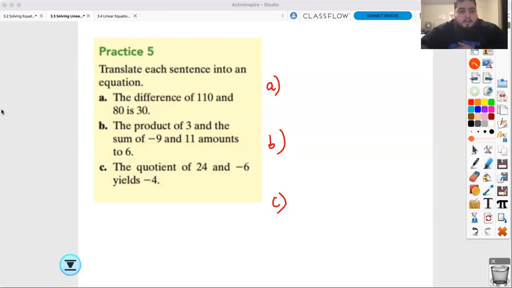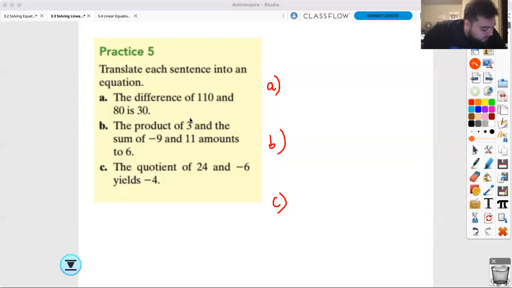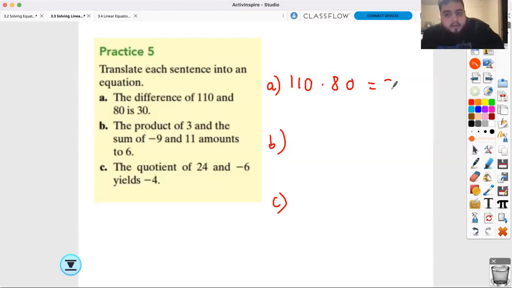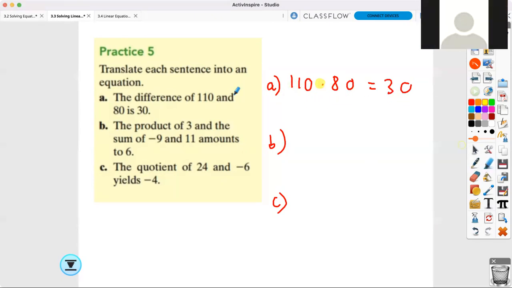All right. Excellent, class. Now let's talk about this practice problem. Anyone want to share what they got for A? 110 times 80 equals 30. So you said 110, right? Say it again. 110 times 80 equals 30. Now everything's right except the operation, Nick. Does that seem right to you mathematically? Does 110 times 80 give us 30? No, it's minus. Minus, good catch, sir.